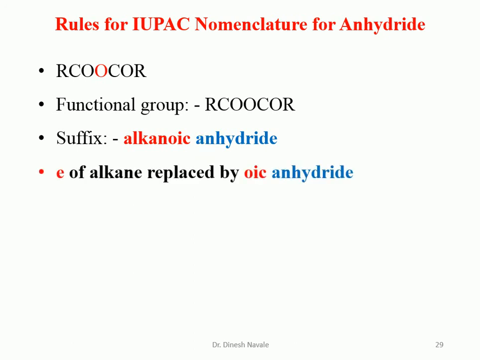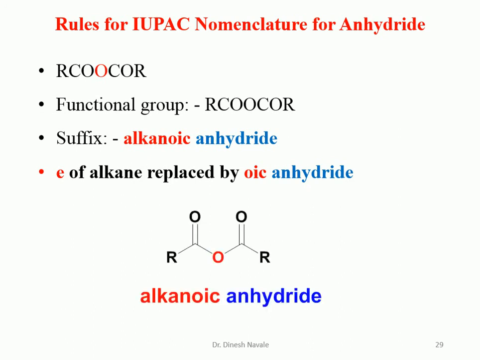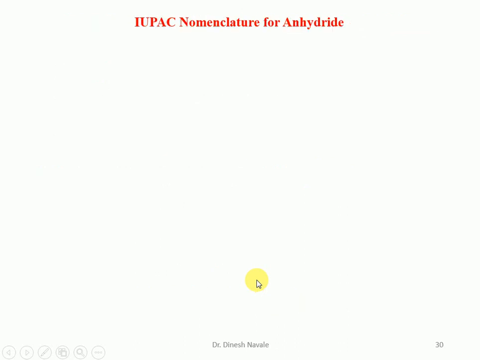The E of the alkane will be replaced by oic anhydride. So the IUPAC nomenclature of anhydride will be written as: the E of the corresponding alkane will be replaced by oic anhydride. We have to consider this as the alkane group. So if it is the alkane, the E will be replaced by oic anhydride. So alkanoic anhydride will be written as the name.